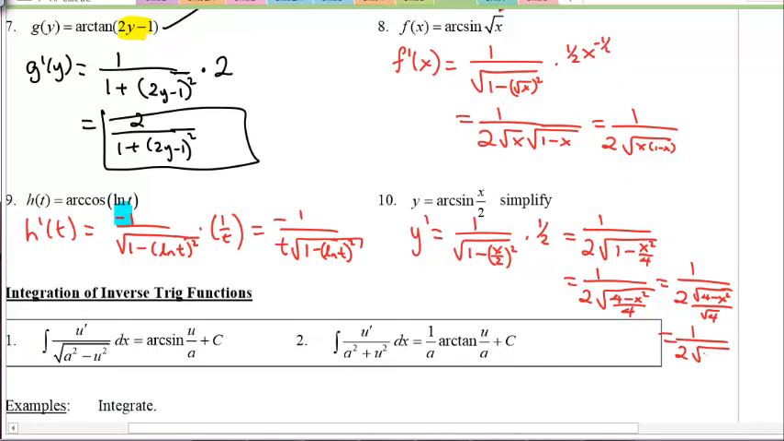You're like, will this ever stop? Yes, it will right now, because 2 over 2 is just 1. So this is the same thing as 1 over 4 minus x squared.